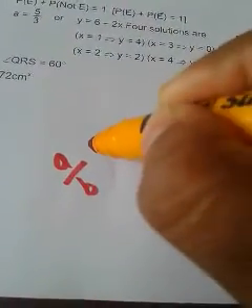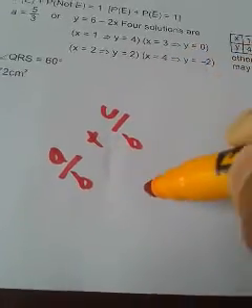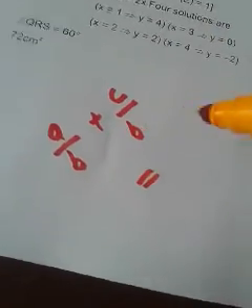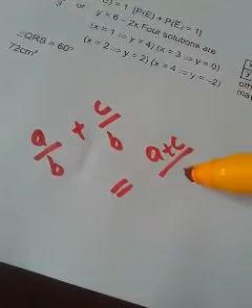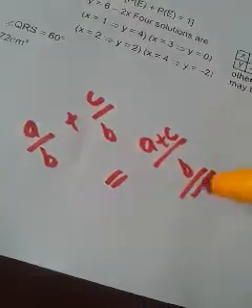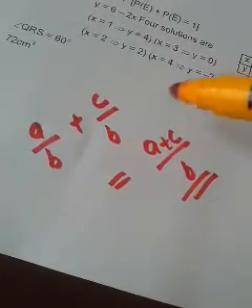If the question is a by b plus c by b, in order to add 2 fractions with the same denominator, it is very simple. How? Just add the numerators and write the same denominator as it is. It was the rule we learned from 8th standard, or I think 6th standard.